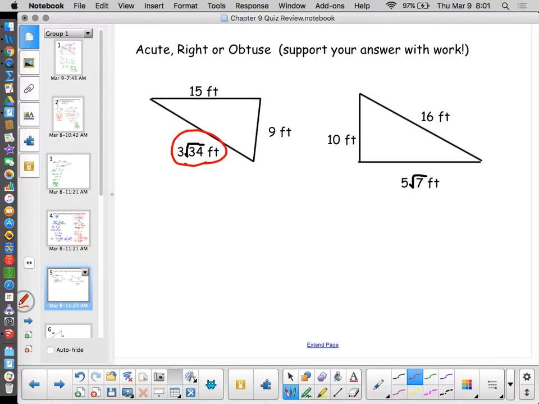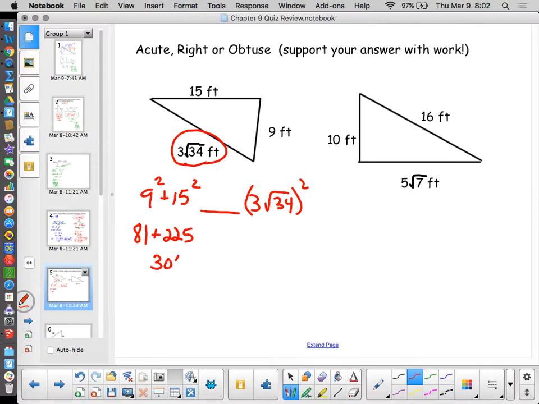Okay? So I check 9 squared plus 15 squared compared to 3 root 34 squared. Now 9 squared is easy, 81. 15 squared is 225. So together that's 306. I'm going to compare that to 3 root 34 squared. Now, use your calculator.